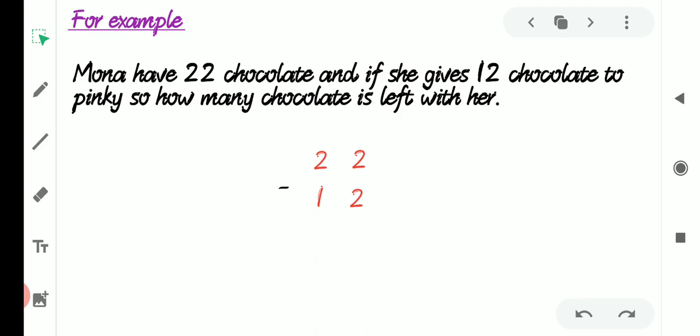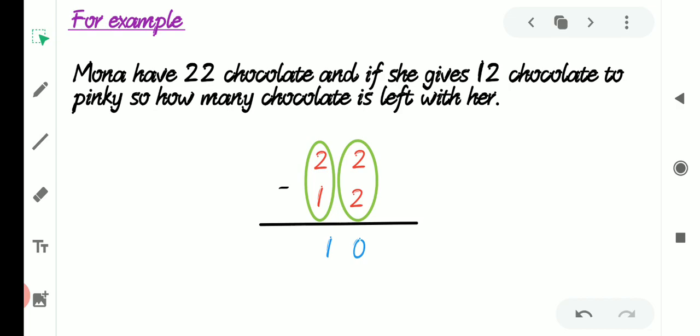So from 22 we will minus 12 chocolates. Give a subtraction sign over there, and now subtract 2 minus 2. If you minus 2 from 2, then nothing, 0, will be left. If 2 chocolates are there and you take both the chocolates, how many are left? Nothing, 0. And from 2 chocolates, if you have given 1 chocolate to someone, how many will be left with you? Only 1.